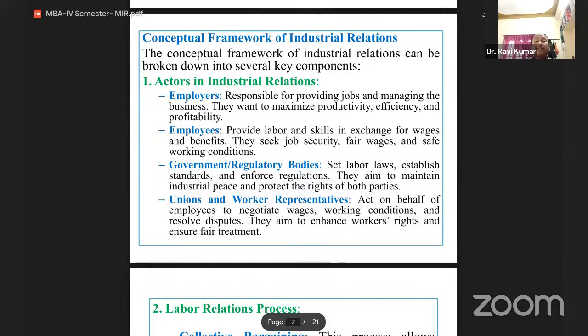So depending upon their skills, they get wages or salaries or benefits on a monthly basis, daily basis, or weekly basis. So they seek security. If the company provides security for their jobs, or fair wages, they look at all these things. They also look at whether there are safe working conditions or not.